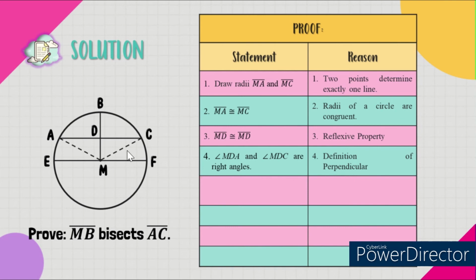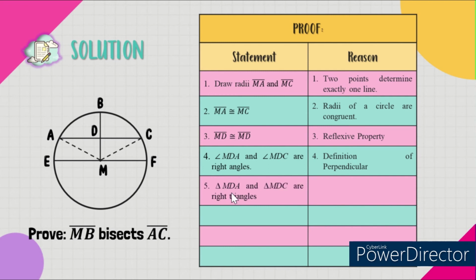So as I mentioned, here the chord AC of the triangle AMC is divided by a perpendicular bisector MB. So that's why these two right angles, MDA and MDC, are formed. Okay? Next, for number 5.